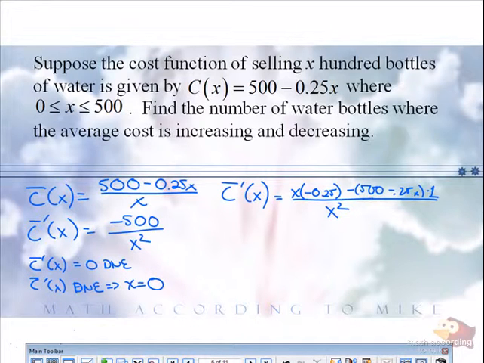So 0 would be our number line. Why don't I pick a number to the left of 0? Because it starts at 0. The function's not defined there. It goes from 0 to 500. So I need a number to the right of 0. 1.